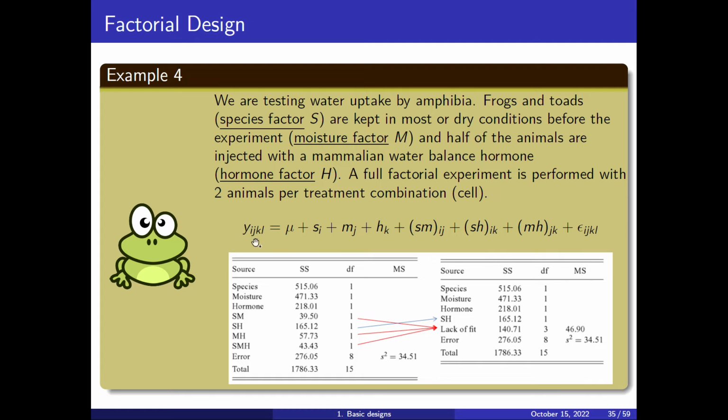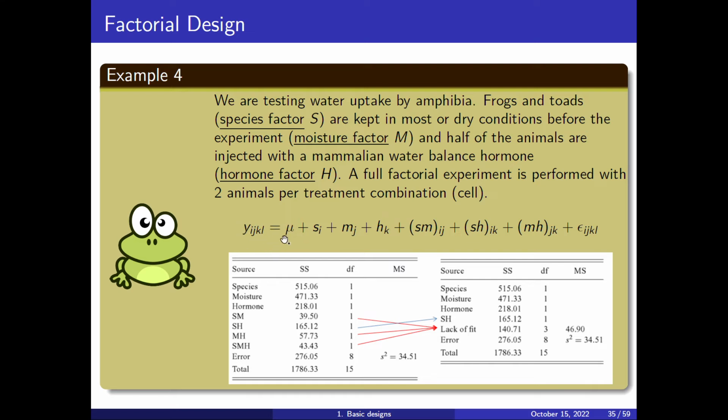For each animal, I have what is your species, that I will call I, what is your moisture condition before doing the experiment, that I will call J. We have the hormone or not hormone, that we will call K, and for each one of these I, J, K combinations we will have a couple of animals. So L takes the values 1 or 2 depending on whether you are the first or the second animal in that combination.